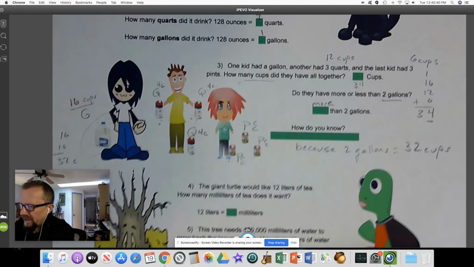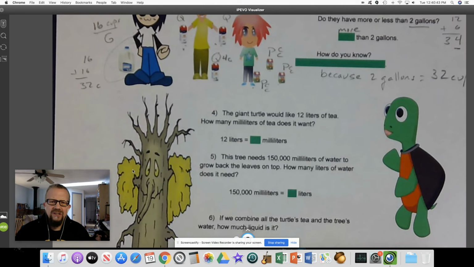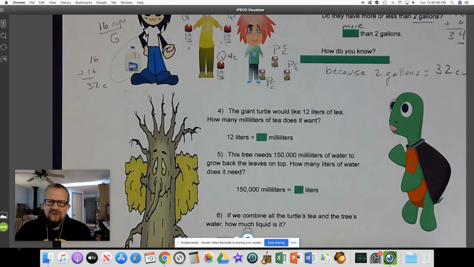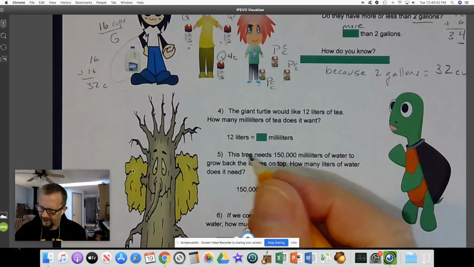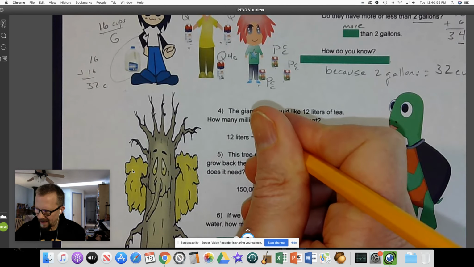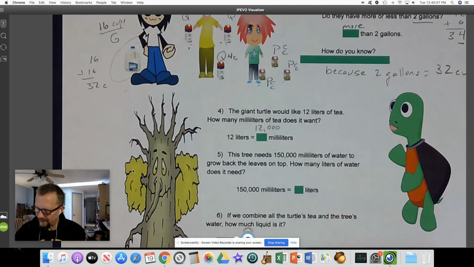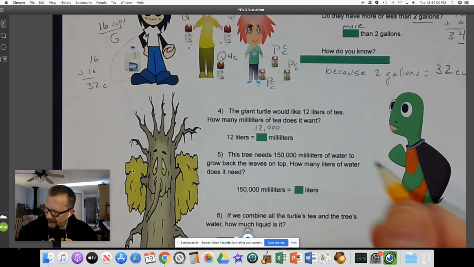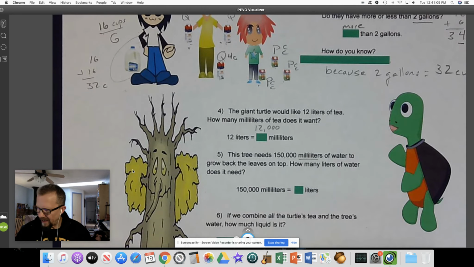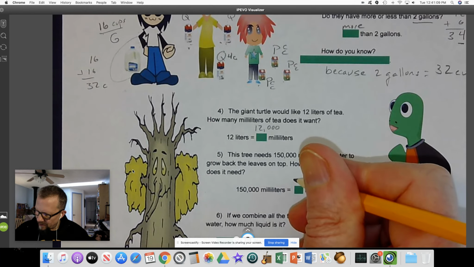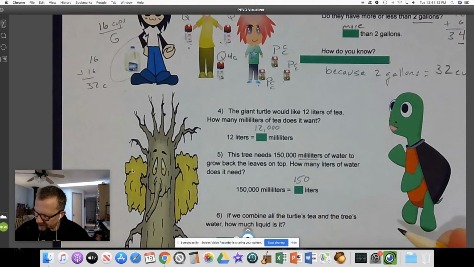All right, we are moving on down to number 4, the giant turtle. Now we're to liters, 12 liters of tea. The only thing we needed to remember with all this was that there are 1,000 milliliters in a liter. So if we've got 12 liters, we've got 12,000 milliliters. And then the tree needs 150,000 milliliters. Okay, and it takes 1,000 milliliters to make a liter. So it would be 150 liters because we have 150,000 milliliters.